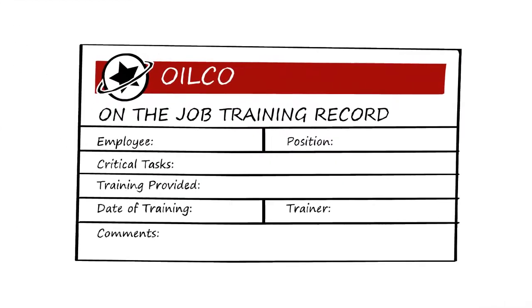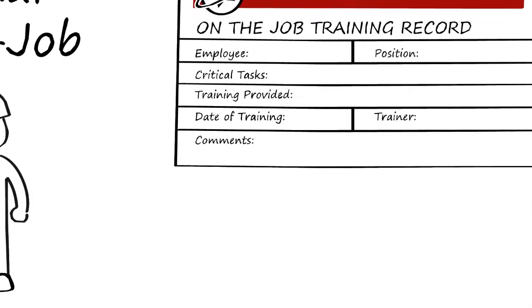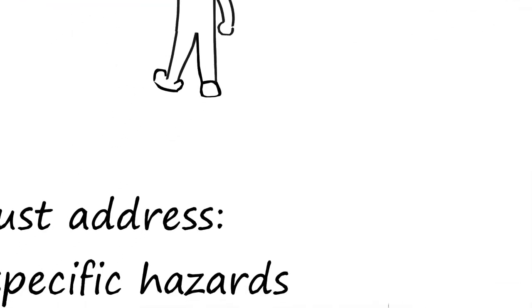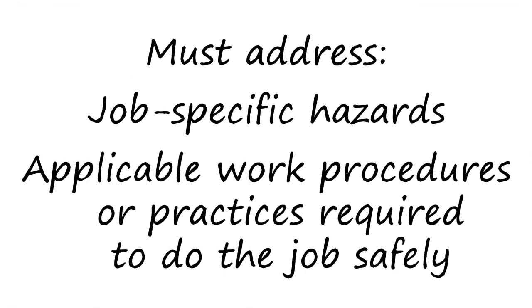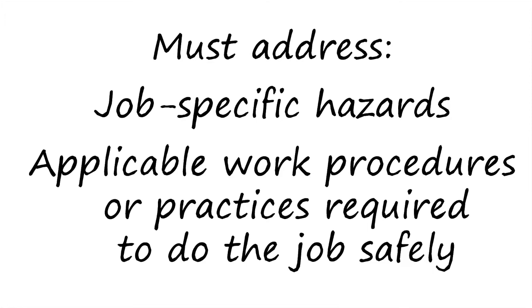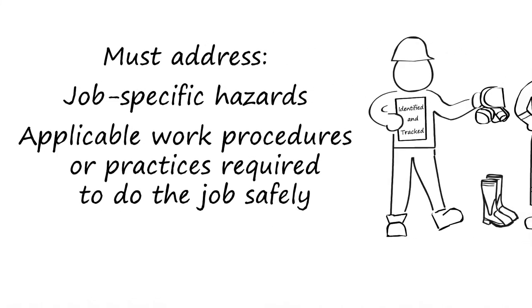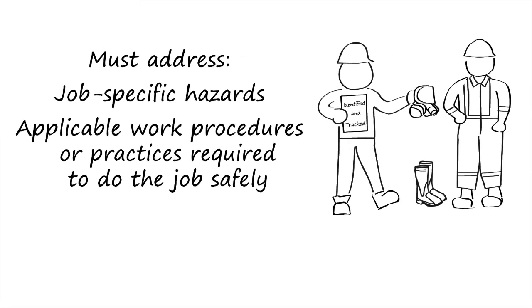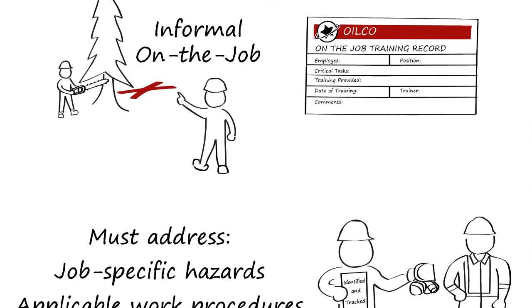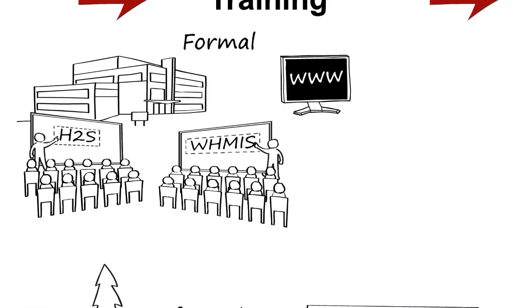A record of what was taught, who taught it, and when are essential to ensuring all workers receive their necessary on-the-job training. And from a health and safety standpoint, job-specific training for employees should address at least two items: any job-specific hazards and any applicable work procedures or practices required to do the job safely. So, for instance, if PPE is required for a job, there should be PPE training.